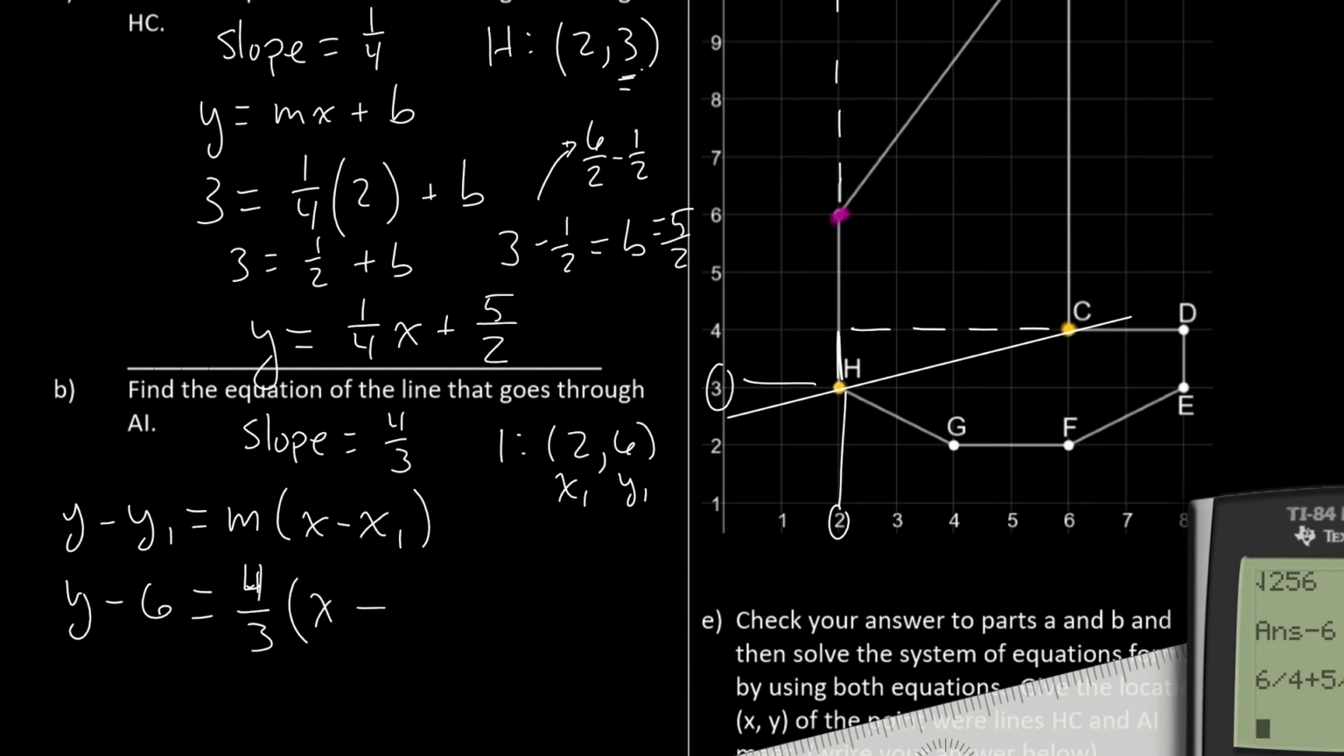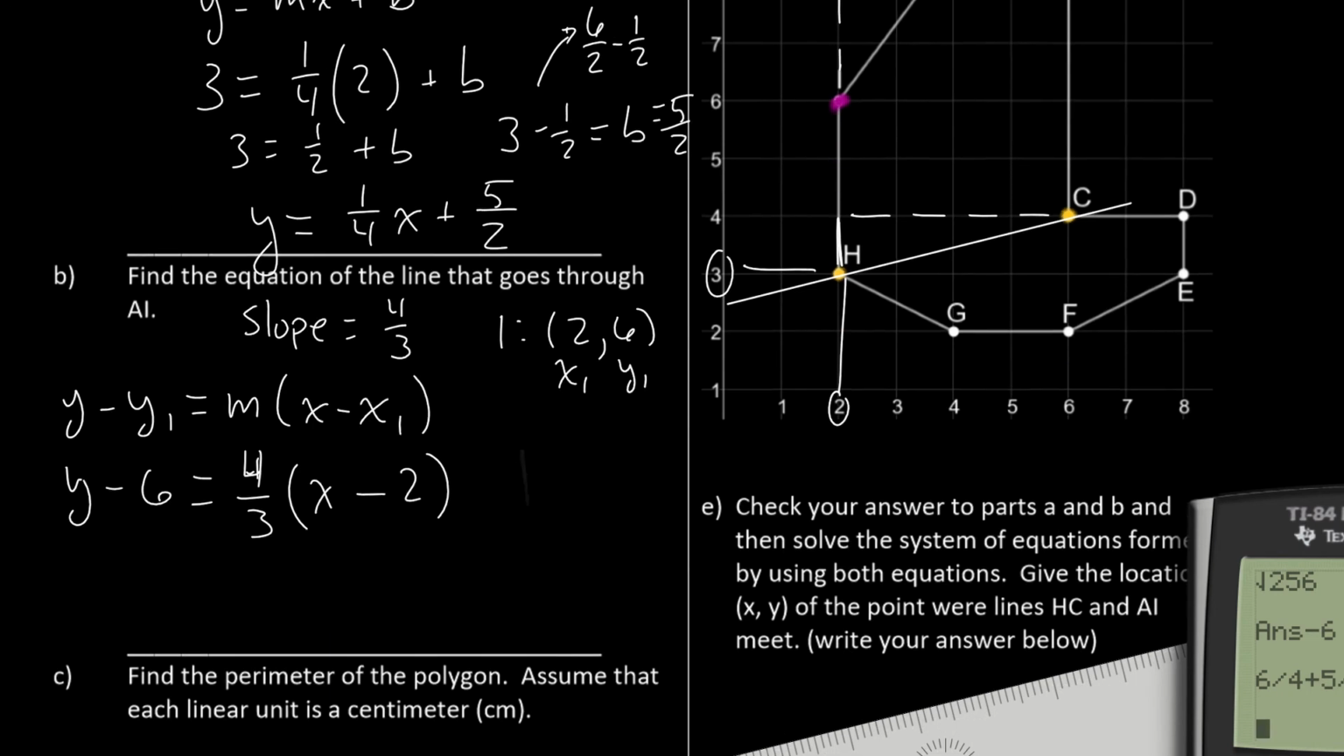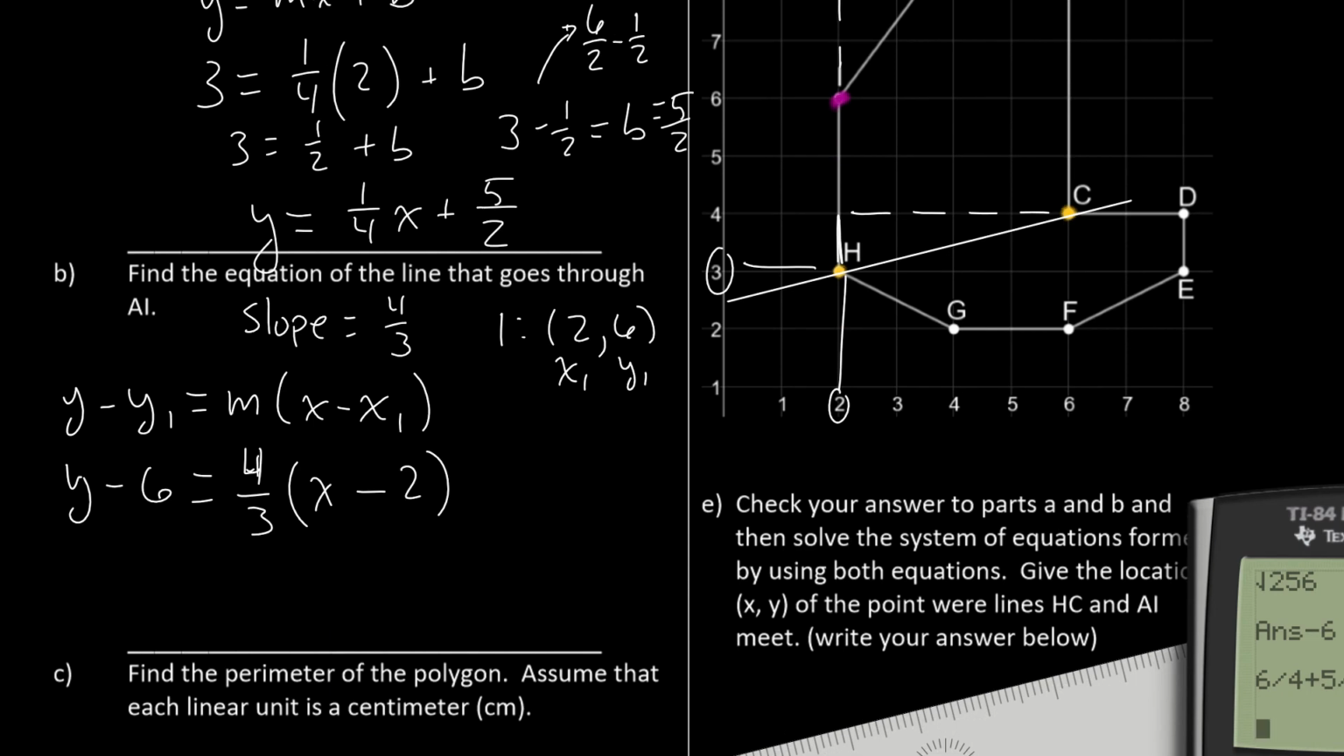times x minus 2. Now that's not in slope-intercept form, which I may want, especially later on when I have to solve this system. So I would manipulate this a little bit. I might distribute the 4/3, so this is 4/3 x minus 8/3. And if I add 6 to both sides at the same time, I now know what y is. Y is equal to 4/3 x minus 8/3 plus 6.